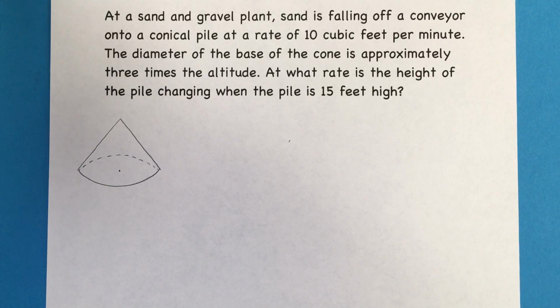Sand is falling off of a conveyor onto a conical pile. I'm sure you can just imagine a conveyor belt with sand falling onto the ground. So it just continues to build up on the top, and that cone eventually gets higher and higher. But it says that it piles up at a rate of 10 cubic feet per minute.